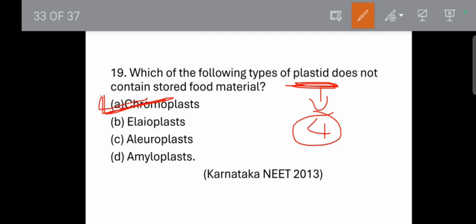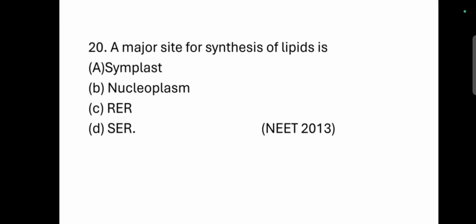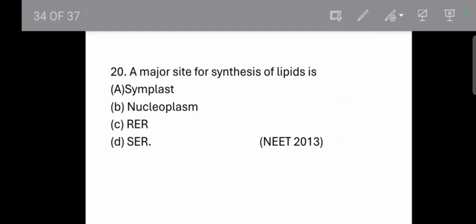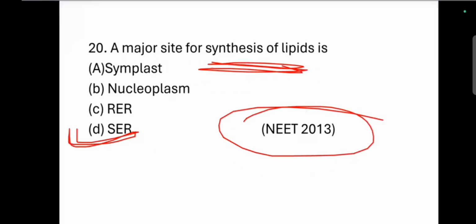What is the elaioplast? The elaioplast stores oils and fats. The aleuroplast stores protein, and the amyloplast stores carbohydrate. So the answer is the chromoplast, but the elaioplast holds oil and fat, the aleuroplast consists of protein, and the amyloplast consists of carbohydrate in the form of starch. Now, what is a major site of the synthesis of lipid? The synthesis of lipid is done by the smooth endoplasmic reticulum, NEET 2013.